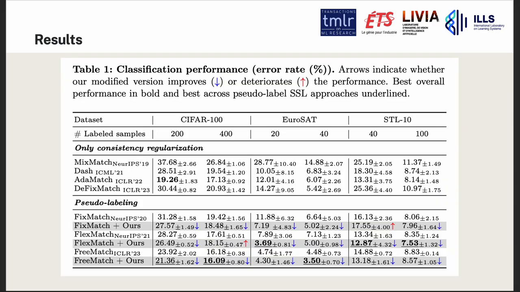Moving forward to the results, we observe that in 16 out of 18 different settings, adding the penalty brings improvement gains compared to the original version of each method. Note that these gains are sometimes substantial, improving the original method by up to 4%. For example, FixMatch with the CIFAR-100 dataset when only 200 labels were used, as well as the EuroSAT dataset for FlexMatch as well as FixMatch.